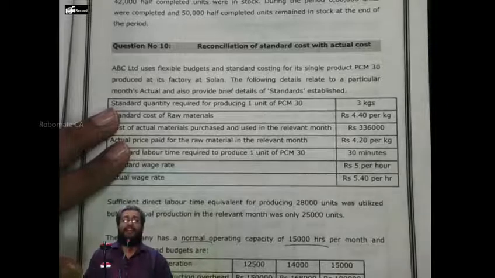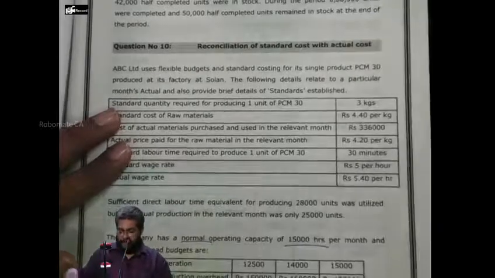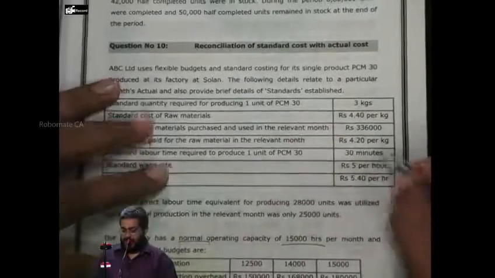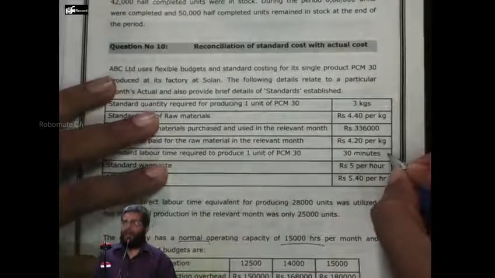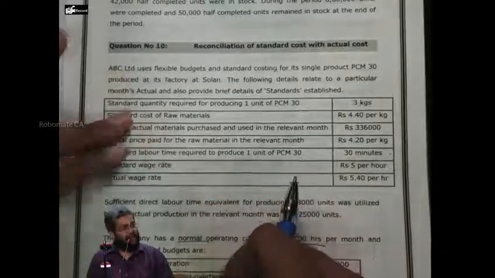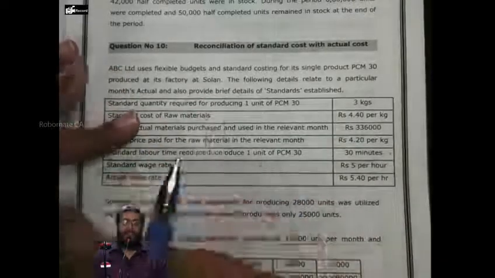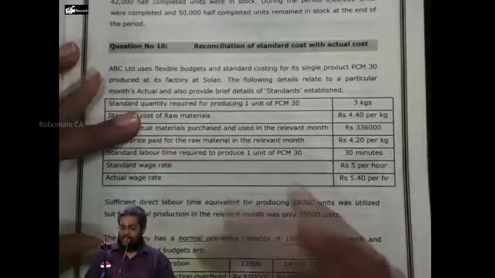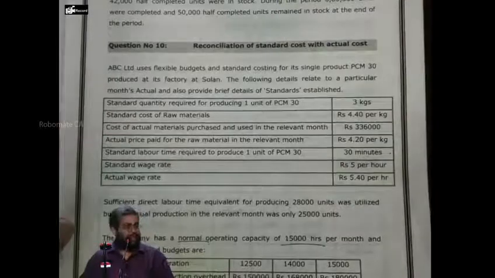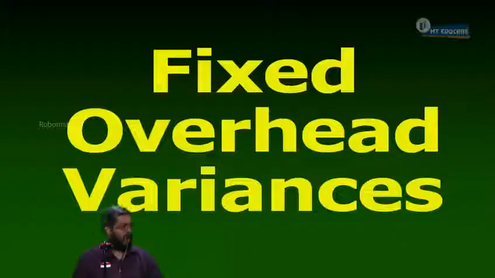Next, SR per unit. 1 unit takes how many hours? Half an hour. So half an hour into 18 rupees per hour is 9 rupees. Standard rate per unit is 9 rupees. Step 1 over. Step 2 is the computation table.